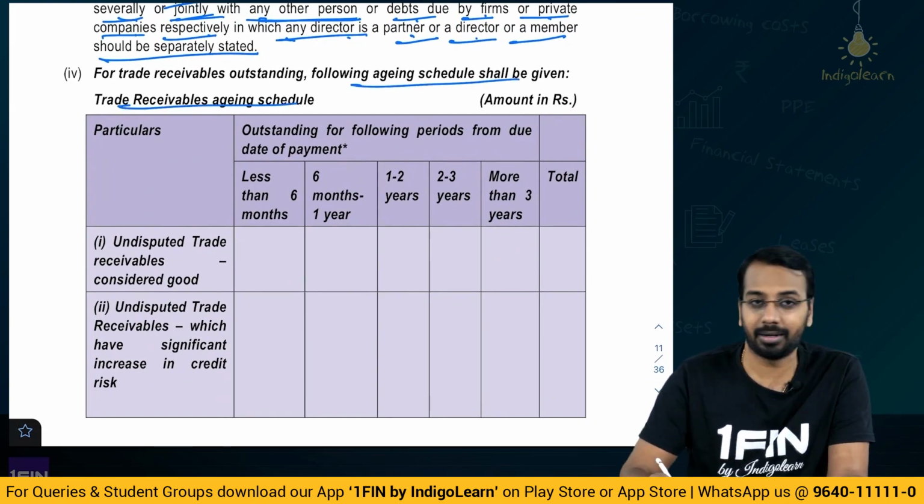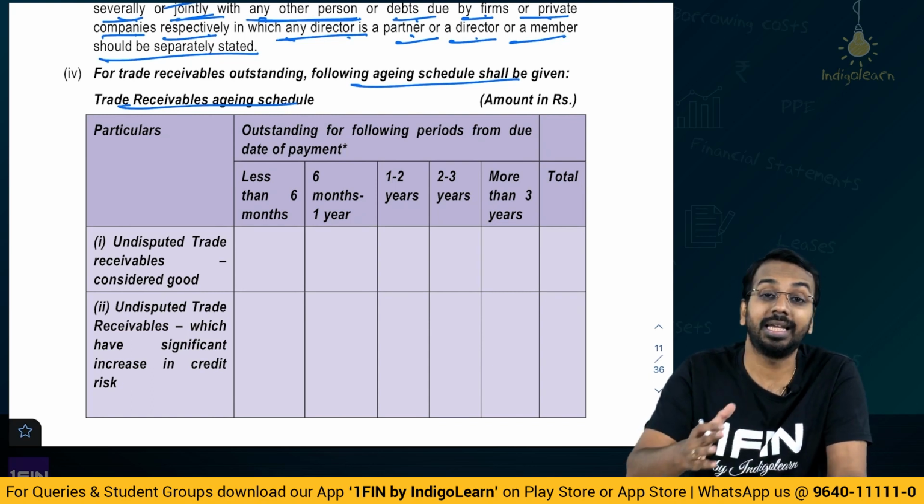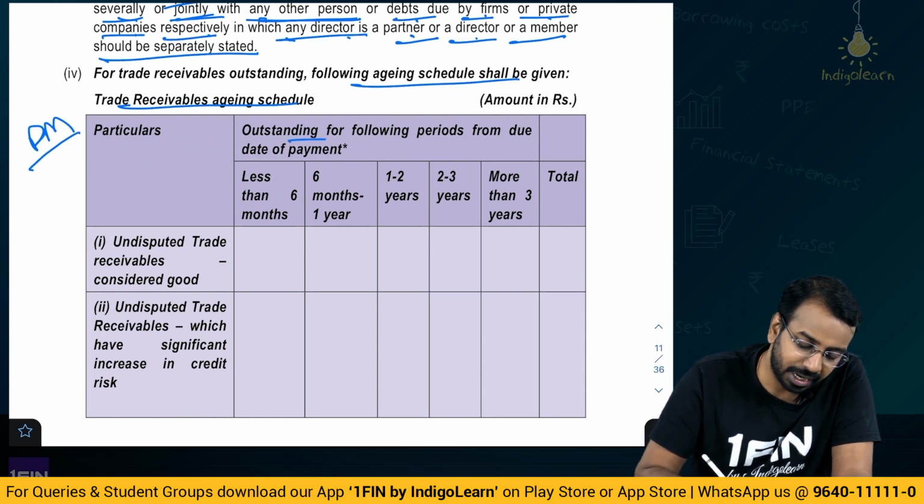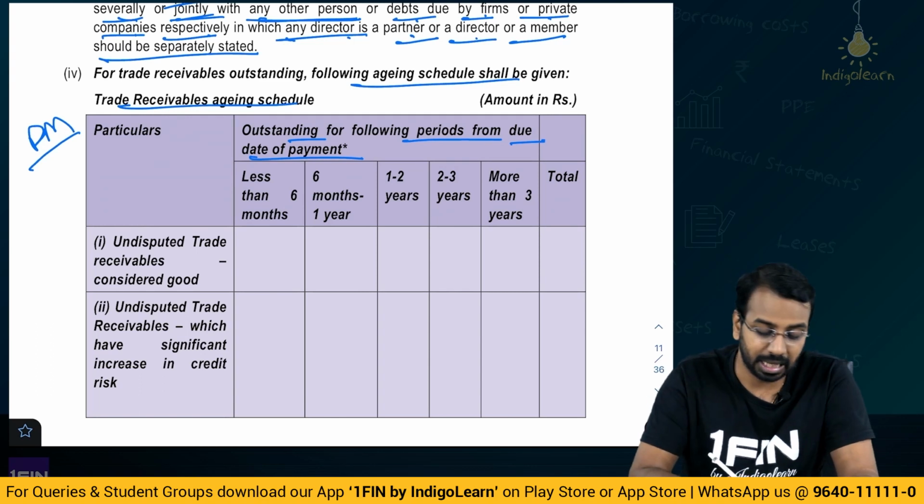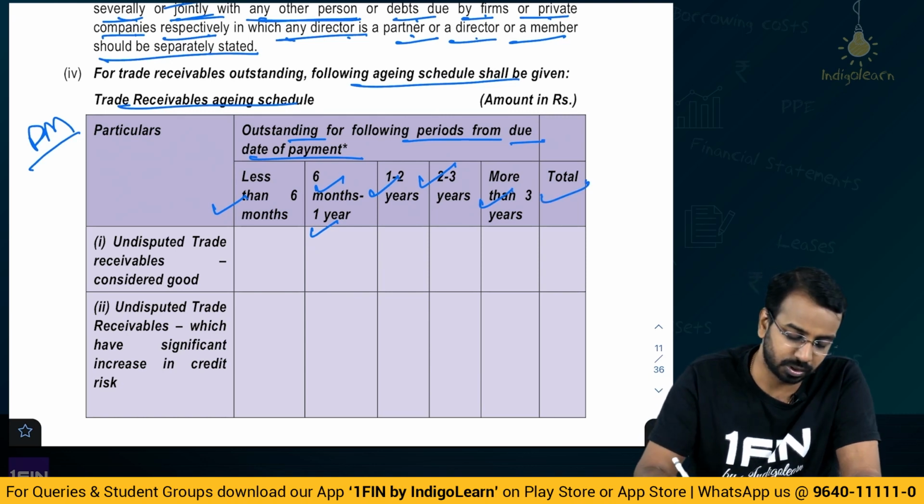Then there is a detailed aging analysis which has to be given. This was added recently, where you have to classify and show what is the aging analysis. This you learn in financial management also, right? Same thing here. So outstanding for the following periods from the due date of payment. So from the due date, if it is due for less than 6 months, 6 months to 1 year, 1 to 2 years, 2 to 3 years, more than 3 years, total. So this has to be disclosed separately.